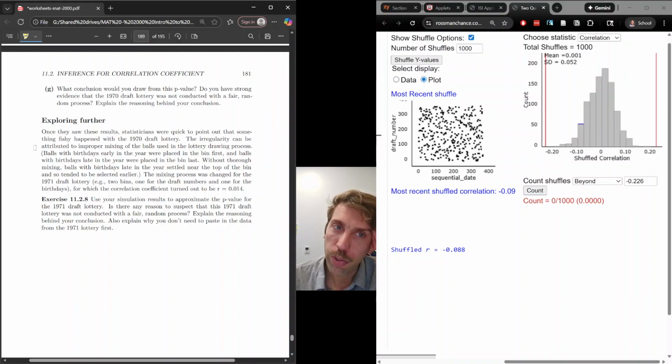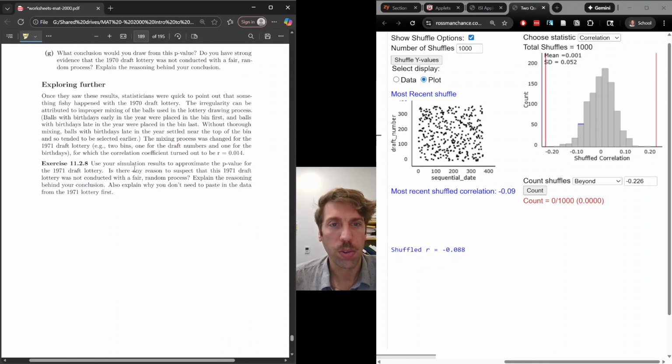All right, so exploring further. Once they saw these results, statisticians were quick to point out that something fishy had happened. The irregularity can be attributed to improper mixing of the balls. You guys remember seeing one of those crank things with ping pong balls with numbers on them? So the balls that had later dates in the year were placed last, and so the mixing process wasn't very good. Okay, so then the next year the correlation coefficient was 0.014.